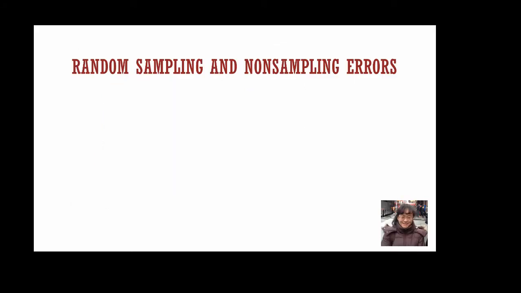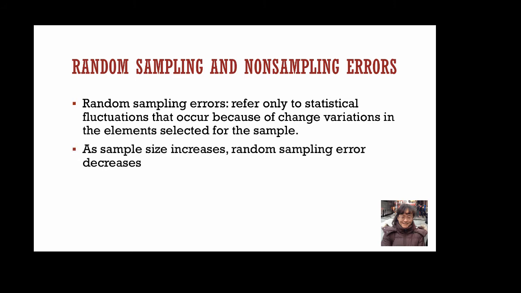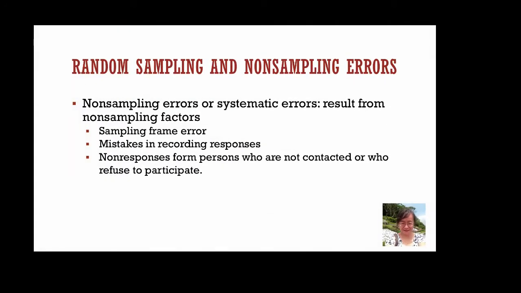Two sources of discrepancy between the sample results and the population parameters exist. Random sampling error arises from chance variations of the sample from the population. Random sampling error is a function of sample size and may be estimated using the central limit theorem. Systematic or non-sampling error comes from sources such as sampling frame error, mistakes in recording responses, or non-responses from persons who are not contacted or who refuse to participate.